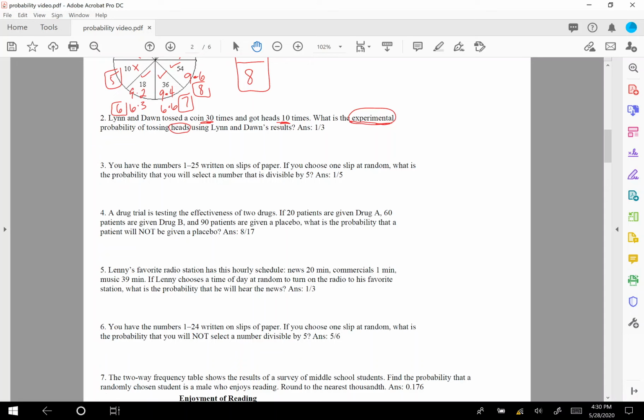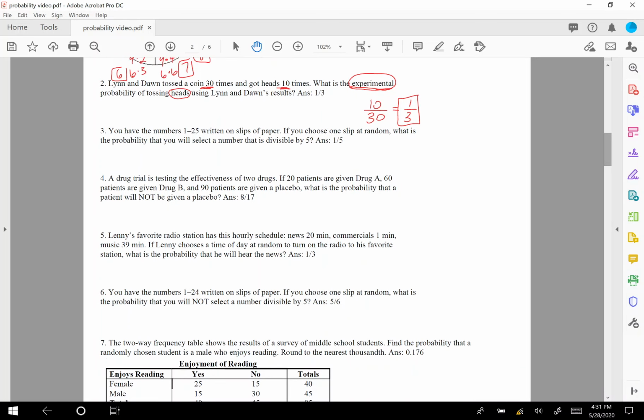from their results. So they tossed the coin 30 times, so that's our total number of outcomes, so that's 30. But they got heads 10 times, so that's the number of desired outcomes, so 10 out of 30. Now you can't leave your answer like this, you have to reduce it. You can divide 10 and 30 both by 10, so 10 divided by 10 is 1, okay? And then 30 divided by 10 is 3. So they have a 1 in 3 chance of getting heads on whatever coin they are using.